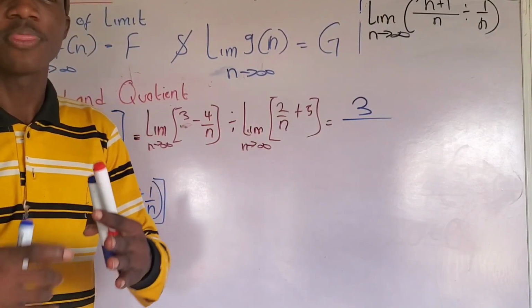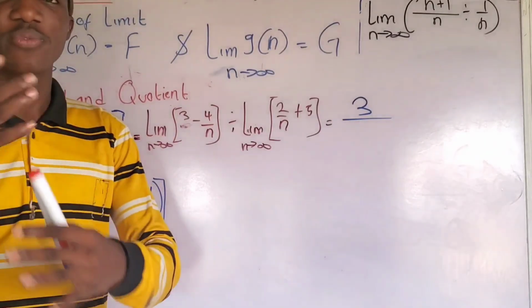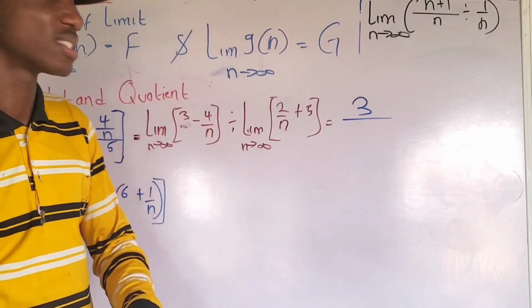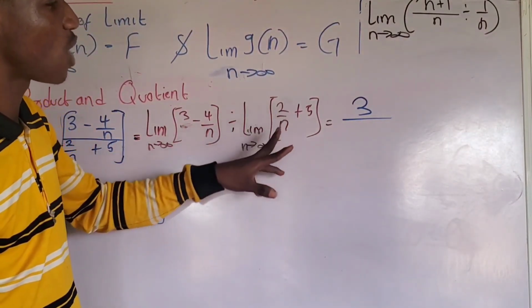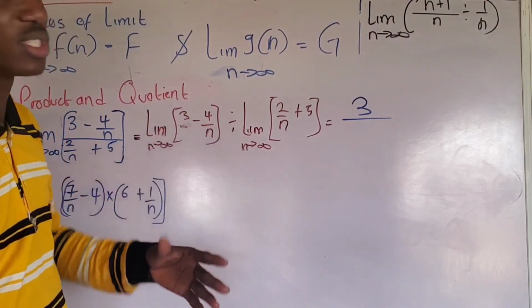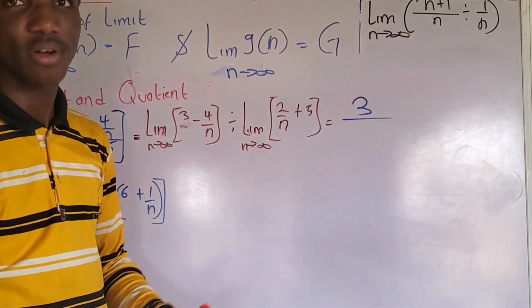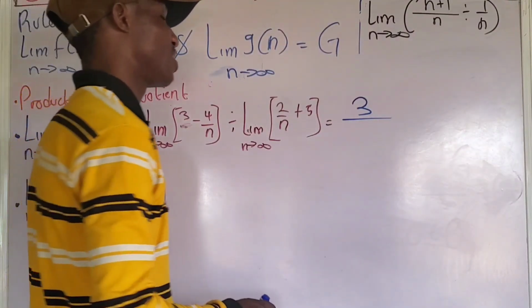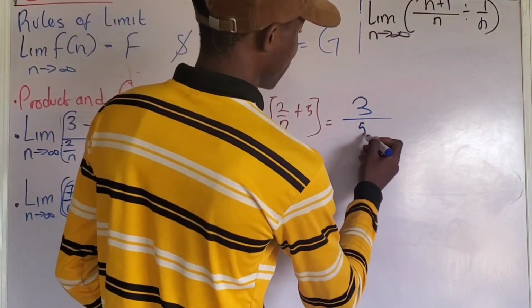You understand? The limit of a quotient is the quotient of the limits. So for this, we are going to have 0 plus 5, which is 5. And because there is a division sign, which is the quotient sign, I'm going to have 3 over 5 as the final answer. So the answer to this question is 3 over 5.